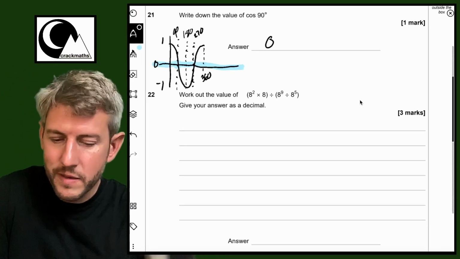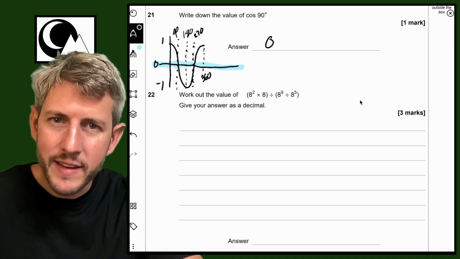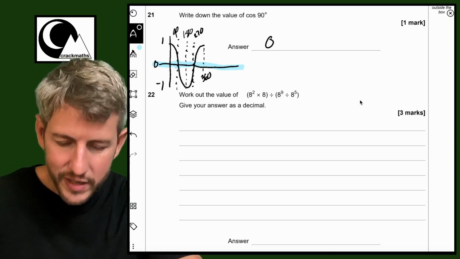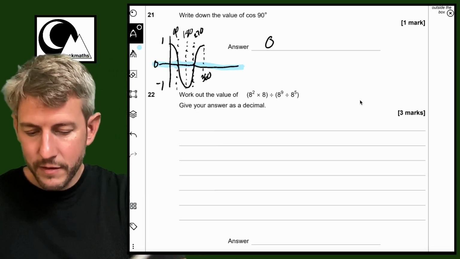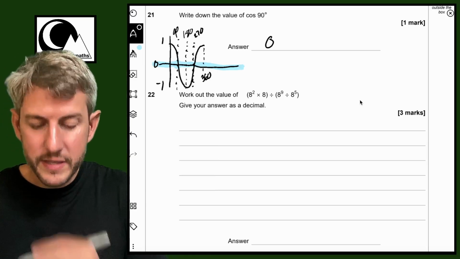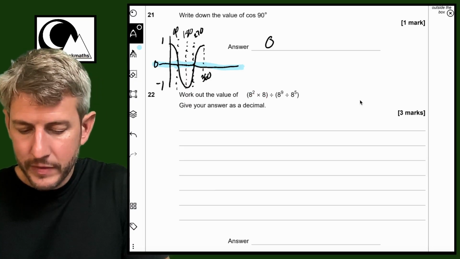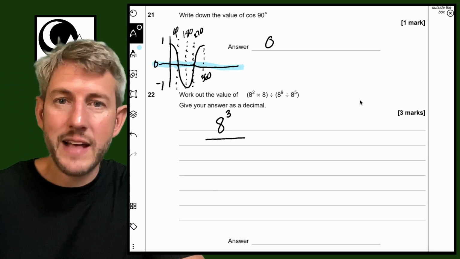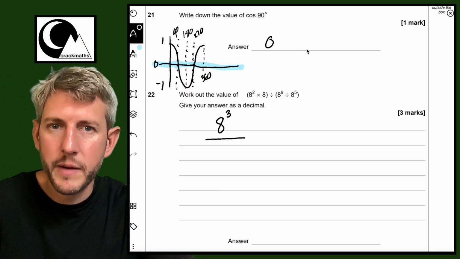Question 22 says, work out the value of 8 squared times 8 divided by 8 to the power of 9 divided by 8 to the power of 5. Okay, so let's think about these first. Give your answer as a decimal. Right, so let's do the top bit first and see what we've got. So 8 squared times 8 is 8 to the power of 3. I'm going to rewrite this as a fraction, because that's what this divide line means.